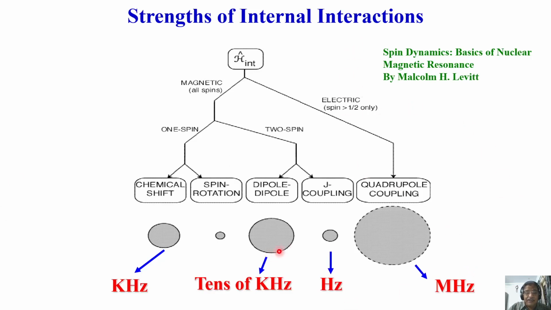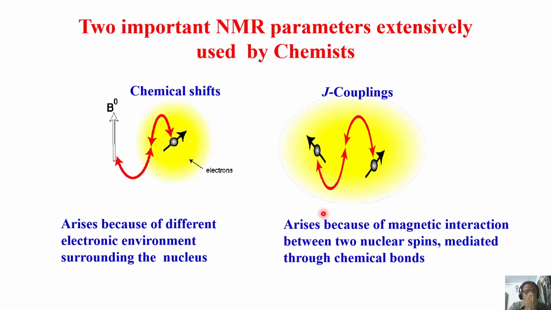Since we are not dealing with this, we are dealing with only these things. Of course, in his book, he has introduced spin rotation interaction. I am not bothered about it right at the moment. We are concentrating only on chemical shift, J coupling, and dipole coupling. And among these, dipole coupling has larger strength, then chemical shift, then comes J coupling. Remember this. Now, of the three things, there are two very, very important parameters which are extensively used by chemists. That is chemical shift and J couplings.